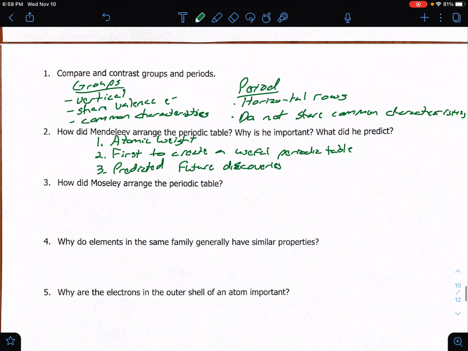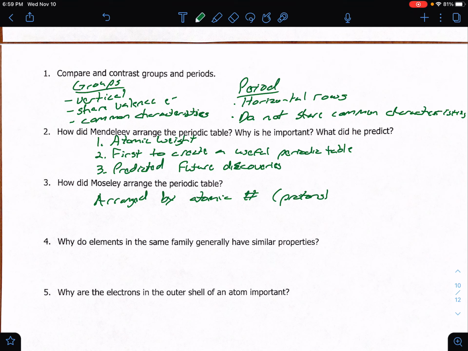Now, then Moseley came along, and he improved it. He arranged it by atomic number, which is your number of protons. Since he arranged it that way, that basically aligned it into groups that shared the same common characteristics.